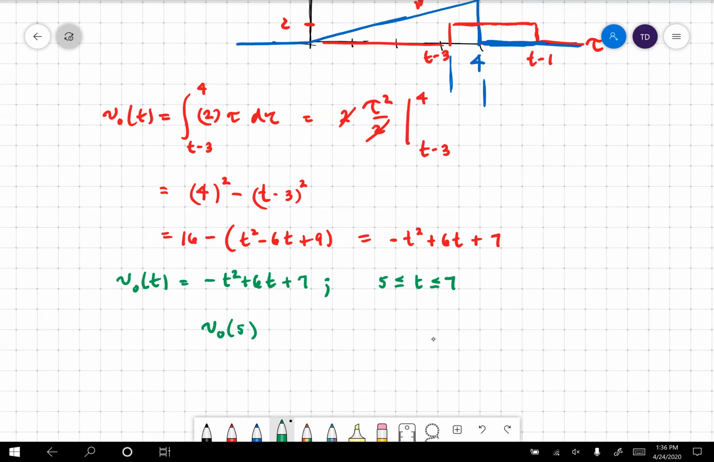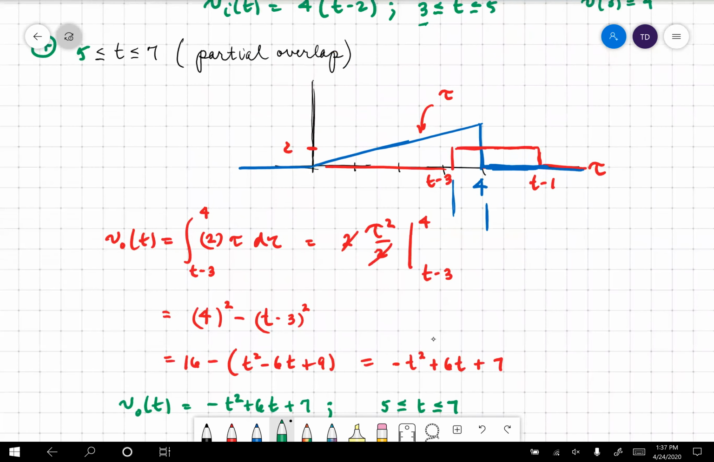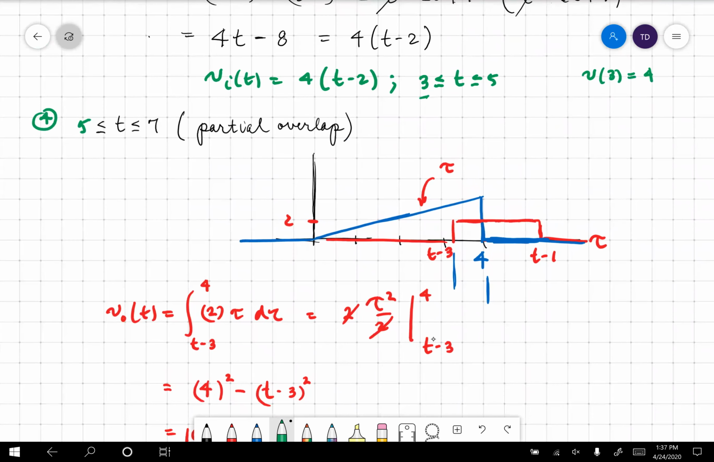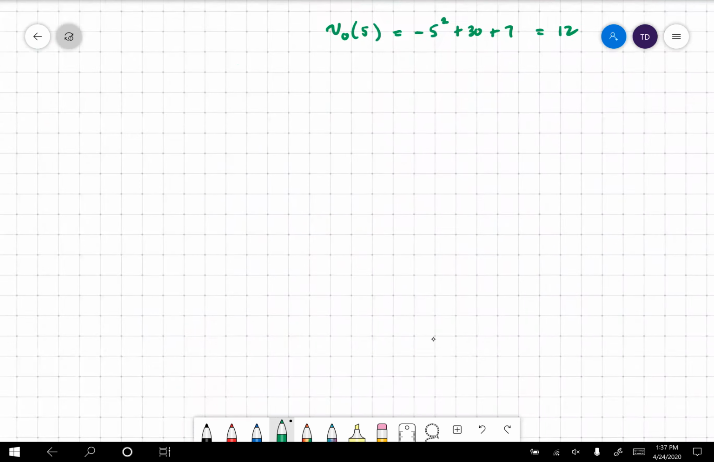So what happens when we have 5? We double check that one. It should match our border from the previous one. So when we plug in 5, this is equal to minus 5 squared plus 30 plus 7. So 37 minus 25 is 12. Let's check the previous one to see if that matches. For 5, 5 minus 2 is 3. 3 times 4 equals 12. I have a lot of confidence that my equations are correct. Nothing guaranteed that they're correct, but I have a lot of confidence that my equations are correct.